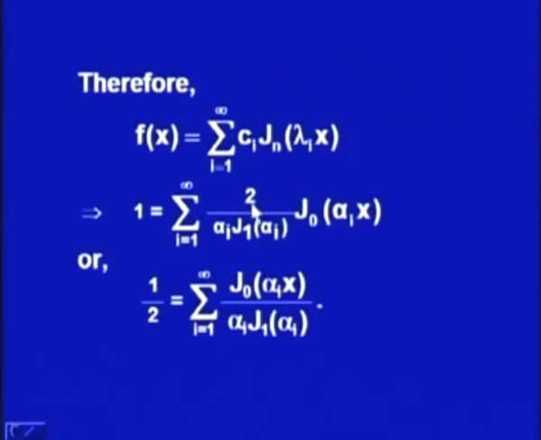Therefore, f(x) is equal to sigma i equal to 1 to infinity C_i J_n(lambda_i x), which implies that 1 is equal to sigma i equal to 1 to infinity 2 over alpha_i J_1(alpha_i) into J_0(alpha_i x), and then dividing by 2 we see that half is equal to sigma i equal to 1 to infinity J_0(alpha_i x) over alpha_i J_1(alpha_i), which gives us the required proof.